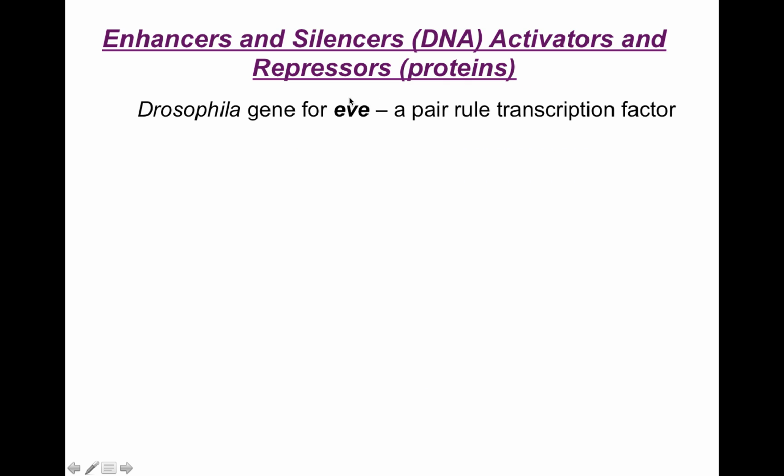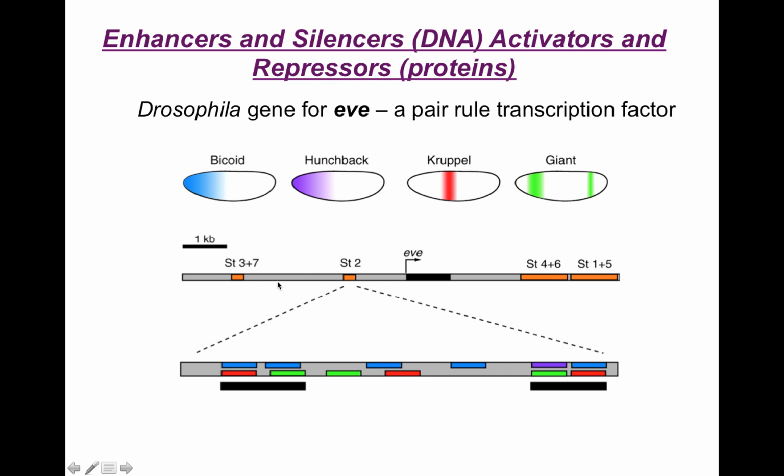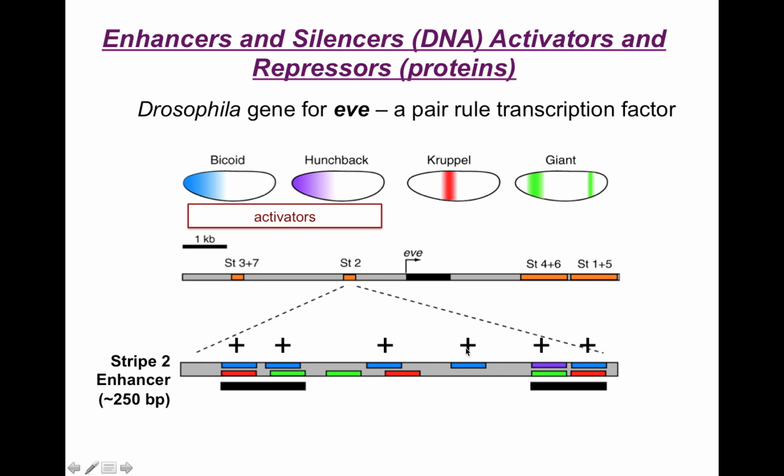Let's look at one particular gene for a transcription factor called even-skipped. Here is the even-skipped gene. Here's the start site of transcription. Here's the structural region of the gene. Surrounding the gene are several enhancers that dictate its expression in a particular region of the embryo. This is an expanded view of an enhancer that turns the even-skipped gene on in stripe number 2. Notice that there are binding sites, many and overlapping, for activators and for repressors.